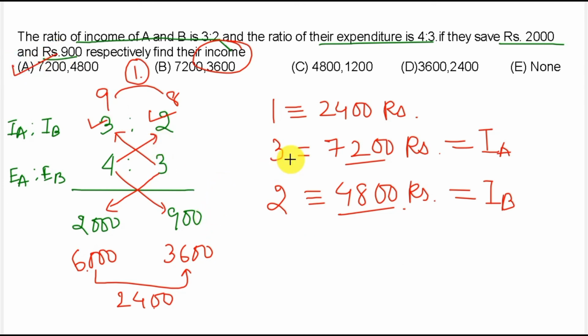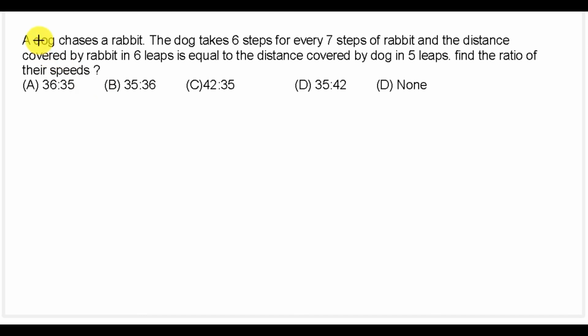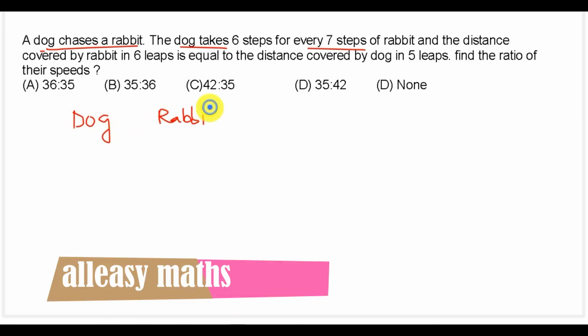Let's move to the next question. This one is very typical of SSC question. SSC, right? It's a chasing of a rabbit by a dog, or maybe a chasing of a thief by a policeman. Okay, so let's see. A dog chases a rabbit. Dog takes 6 steps for every 7 steps. Okay, so here we have a dog and we have a rabbit.